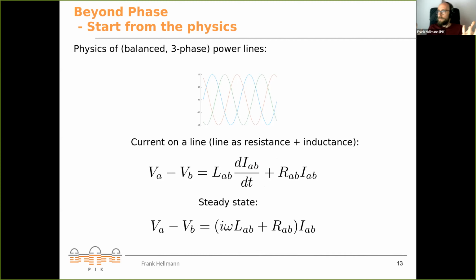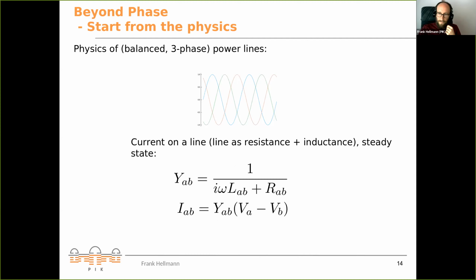Given two nodes with these voltage phases, VA and VB, if they're connected by a line, the line will have some inductance and some resistance, and the current flowing on the line will satisfy, at least approximately, this equation. In a steady state, we get a linear relationship between the current and the voltages at the terminals. This is somehow like a complexified version of Ohm's law for AC networks in or near a steady state.